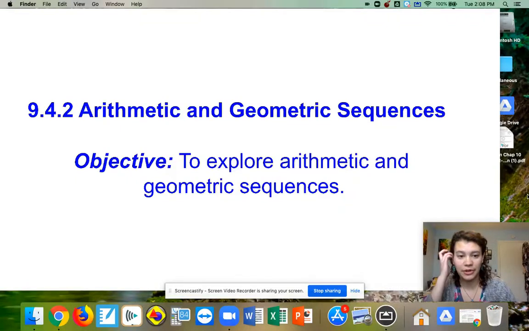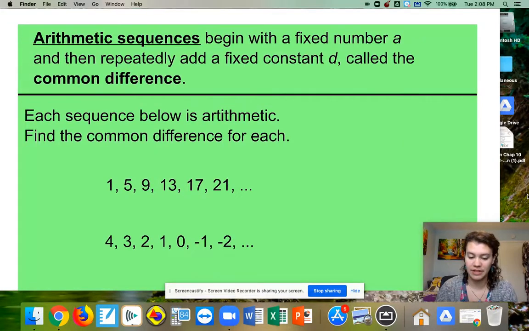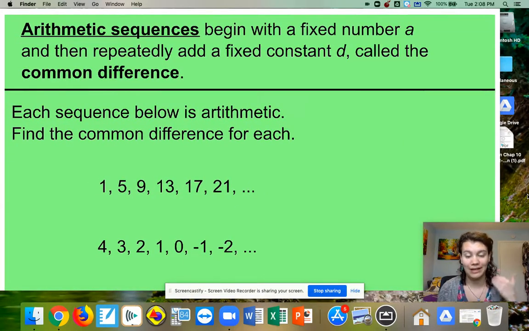All right, so today we're talking about arithmetic and geometric sequences. These are just specific types of sequences versus just general ones. First of all, an arithmetic sequence begins with a fixed number, and then you repeatedly add a constant.